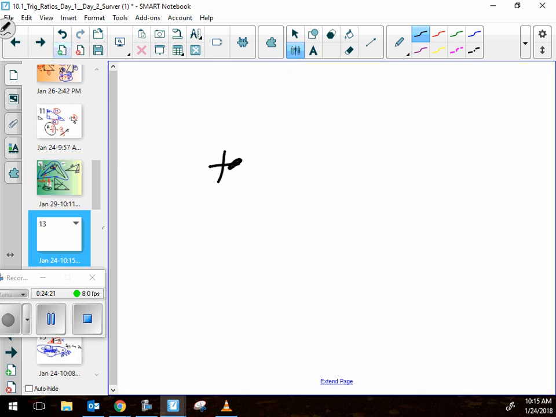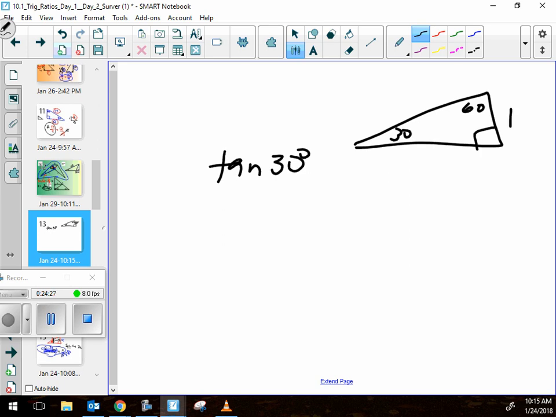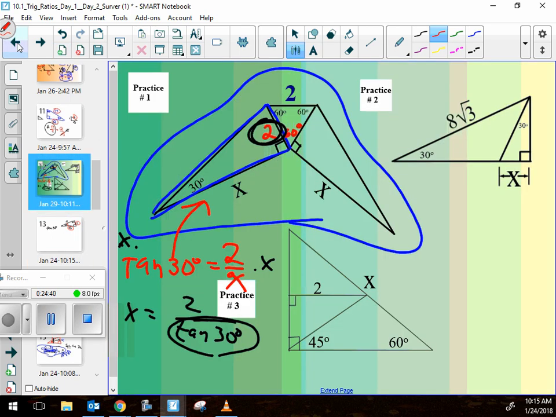Tangent of 30, you're like, how could I know that? Because if you look at the 30, 60, 90, you know that's the 1, 2, root 3 triangle, right? So tangent of 30 is TOA, opposite over adjacent. It's 1 over root 3. So I can do tangent of 30 and just say it's 2 over 1 over root 3, which would make it 2 root 3.